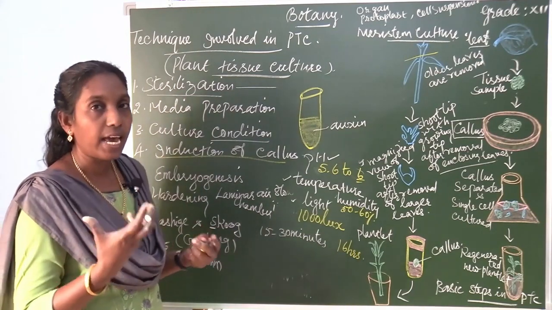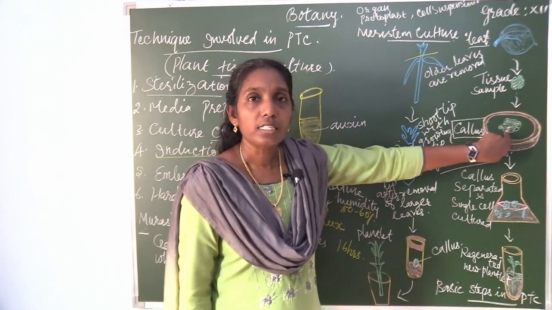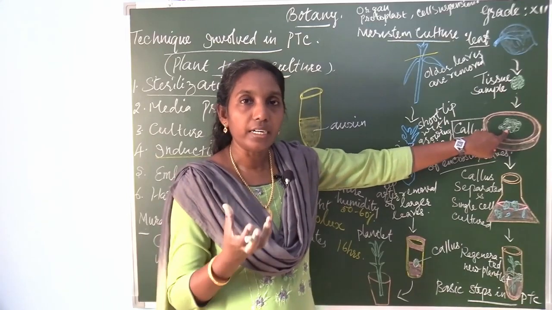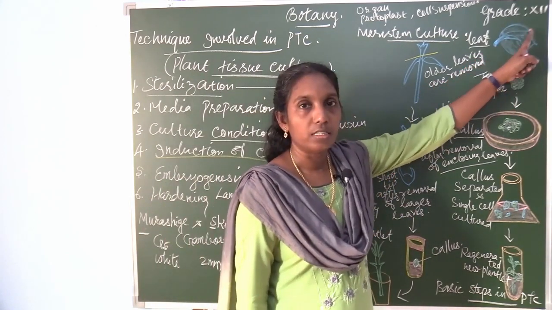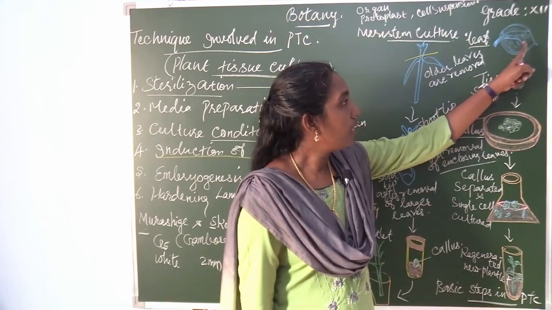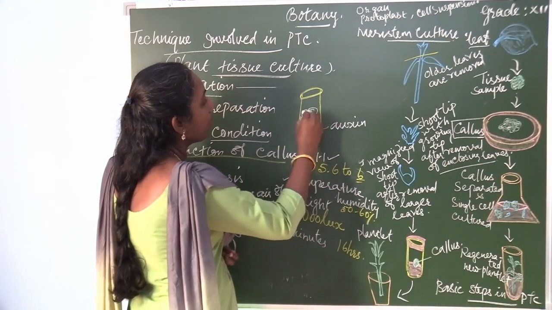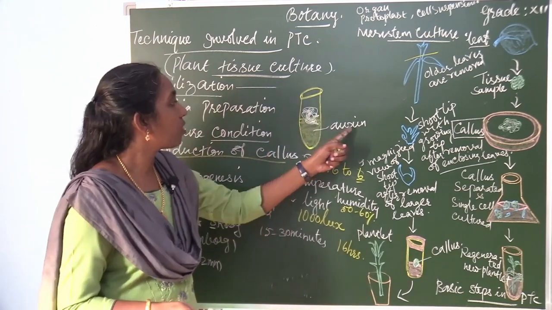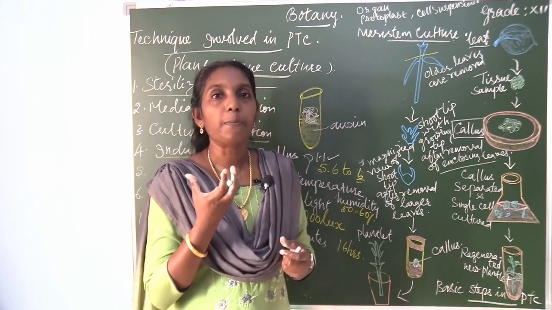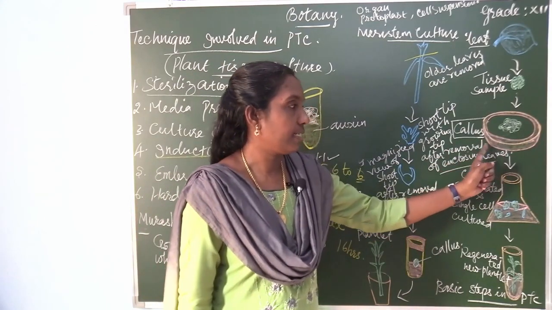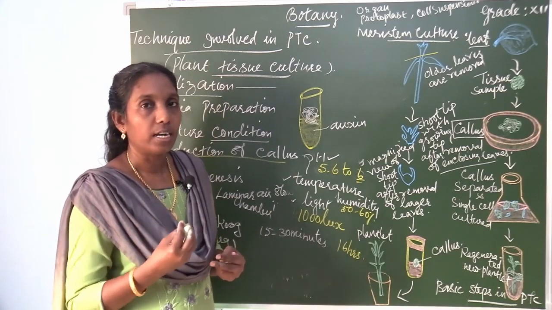Now, induction of callus. Look at this diagram, this is the callus. Callus is an undifferentiated mass of unorganized tissue. From a single cell or a few cells selected from the leaf, an undifferentiated mass of cells starts to develop in the nutrient medium. It divides repeatedly because the medium also contains auxin, which promotes division and growth. So, the cell divides and produces a mass of tissue called callus. Callus is the undifferentiated mass of unorganized tissue.